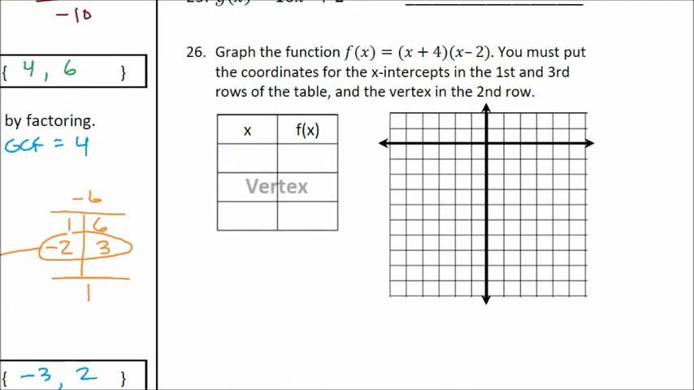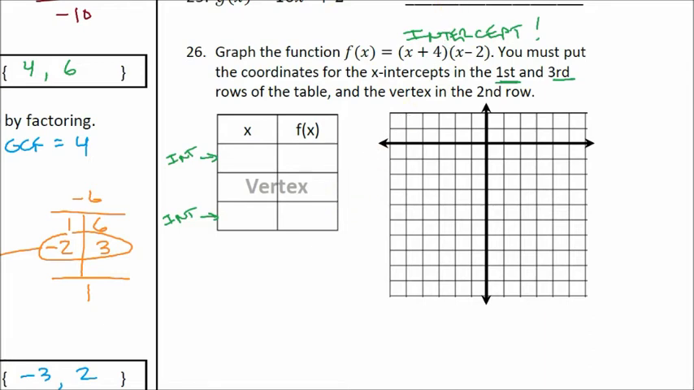Last question, number 26. Graph the function f of x equals x plus 4, x minus 2. First thing you want to notice, class, is, just like we just covered, this is intercept form. That means we graph this by using the intercepts. Now it says you must put the coordinates for the x-intercepts in the first and third rows. That means these are going to be your intercepts. This is going to be one intercept. Here is your other intercept.